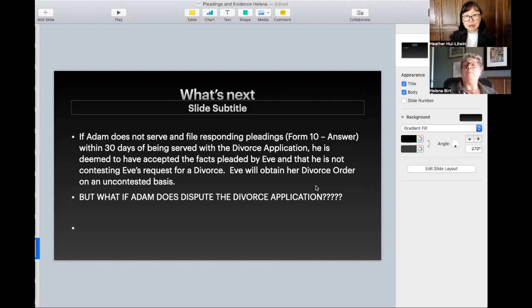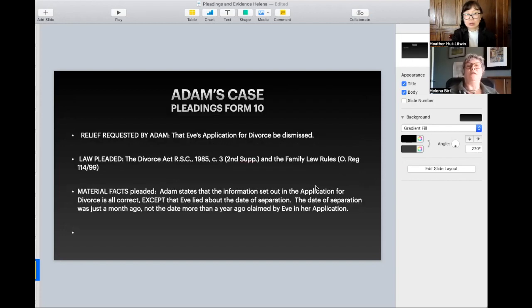So once he's served with the application, if he disagrees with what is being asked for, he has to serve and file an answer. And in a divorce proceeding in Ontario, it's a Form 10 answer. Once he's served with the divorce application, he has 30 days in which to file an answer. And if he doesn't file an answer, he's deemed to have accepted the facts pled by Eve, and he's not contesting her request for divorce, and she will get her divorce on an uncontested basis. But what happens if Adam disputes it? So let's move to this scenario.